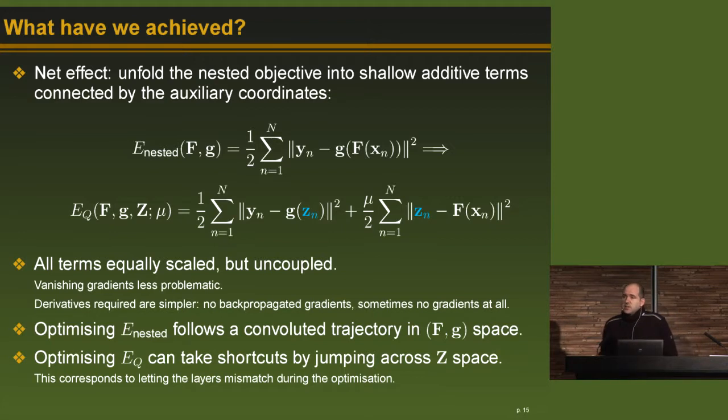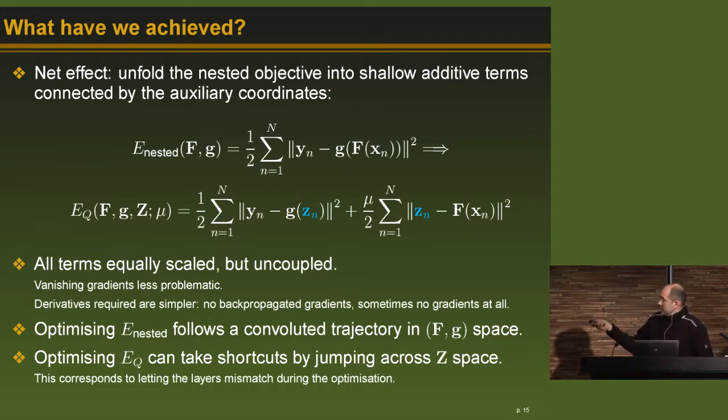So it is as if you were training the network with layers that are mismatched. And that's okay, because you don't care about what happens during the optimization. What you care is that when you converge, this has to be satisfied, and then you go back to that. But that doesn't mean that you have to go through the original space of G and F, which is difficult because of the conditioning that I mentioned before.